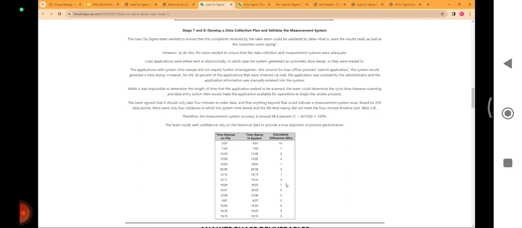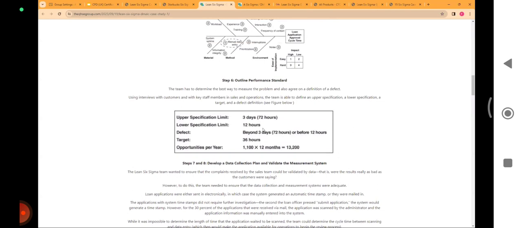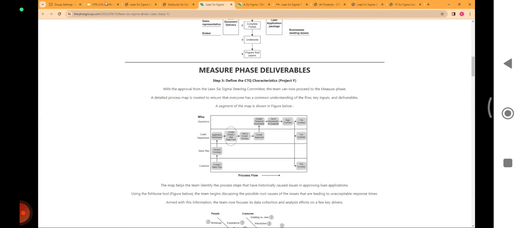And then in the analyze phase, we have to find out why. We need to know why some files are taking so long, why some are being rejected, and why some are going through right away like that. So that is what you do in the measurement phase.